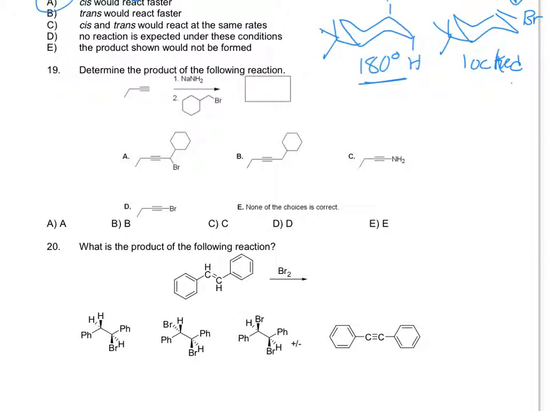Number 19, determine the product of this reaction. Here we have an alkyne, and if I can draw carefully, there's a little H at the end there. That H is reasonably acidic, especially when we use sodium amide, the strong base. And so once we remove that hydrogen, we end up with this situation, and that's a decent nucleophile.